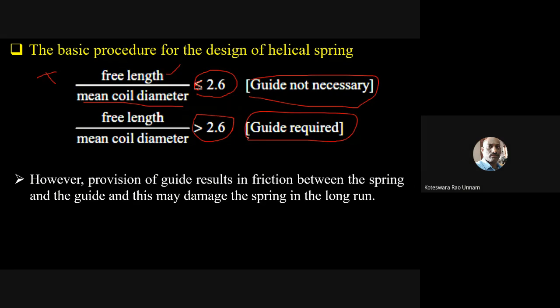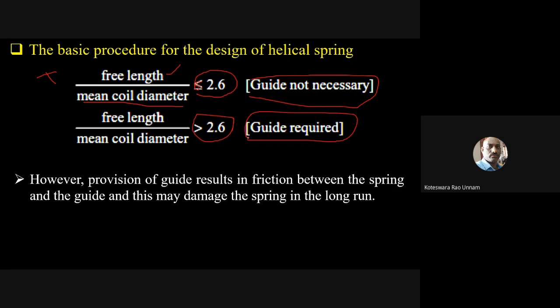The only thing is we look at this ratio: when the ratio of free length to mean coil diameter is less than 2.6, there is no need of considering buckling failure criteria, so it is not going to buckle. When the ratio is more than 2.6, to avoid buckling, a guide is provided for the spring. The guide is in the form of a sliding rod.